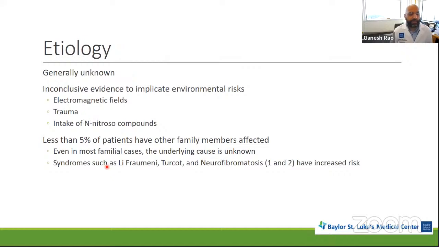molecular characteristics. I get this question all the time, how did I get this tumor? And it's really generally unknown. There is really inconclusive evidence to implicate environmental risks. Things like electromagnetic fields, including cell phones, trauma, the intake of certain compounds have really not borne out in terms of their clear causative role in patients with gliomas and other types of brain tumors. And they also tend to be quite sporadic. Less than 5% of patients will have other family members affected. Even in familial cases where you may have a father or a child that both have this disease, the underlying cause is unknown. We do know that patients with certain syndromes, Li-Fraumeni, Turcot, and neurofibromatosis will have increased risk for these sorts of tumors.